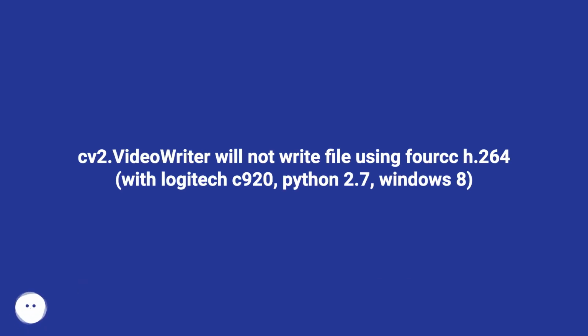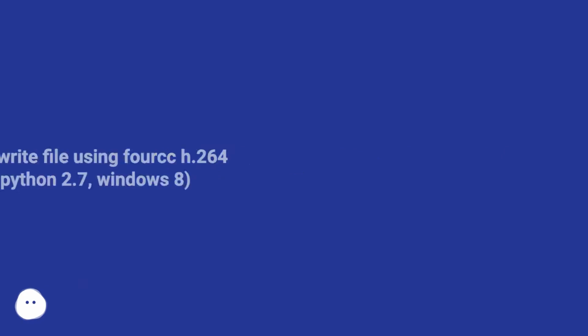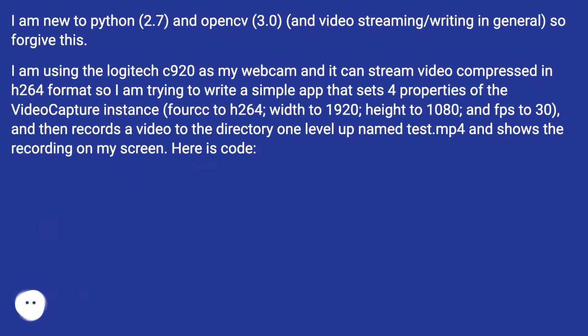cv2.VideoWriter will not write a file using the H.264 FourCC, with Logitech C920, Python 2.7, Windows 8. I am new to Python 2.7, OpenCV 3.0, and video streaming and writing in general, so forgive this. I am using the Logitech C920 as my webcam and it can stream video compressed in H.264 format, so I am trying to write a simple app that sets the FourCC property of the video capture instance to H.264, width to 1920, height to 1080, and FPS to 30, and then records a video to the directory one level up named test.mp4 and shows the recording on my screen.